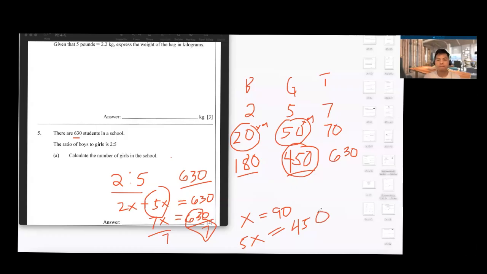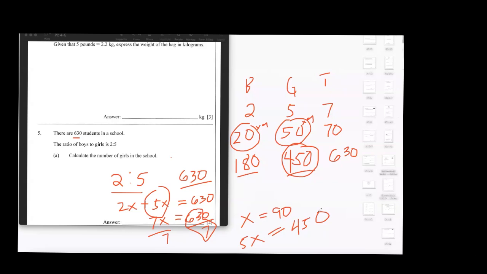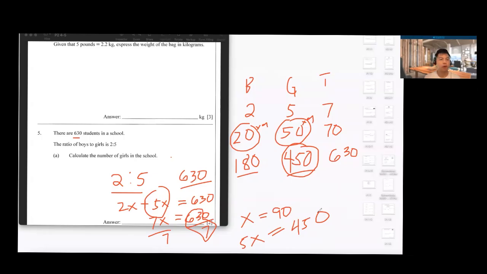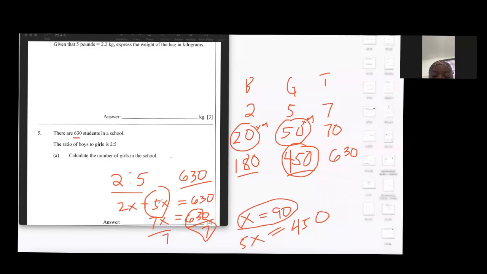Does that make sense? Madison? Malia? Yes. Madison, do you have a question? Where do you get the 450 from? Oh, yeah. We solved the x, right? But the girls is 5x. So it would be 5 multiplied by 90. Oh. Does that make sense to you? Yeah. Okay.